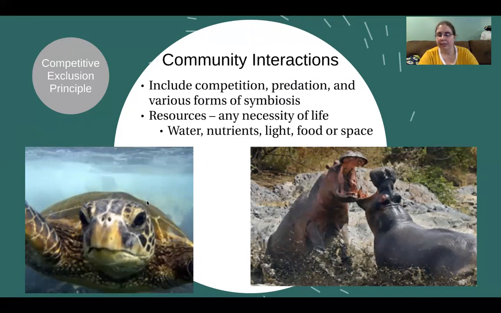Now in all of these, you've heard me talk about organisms needing resources. So resources are anything that's necessary for life. So what kind of things would be necessary? Well, water would be necessary. Nutrients would be necessary. Light, especially if you're a plant, is necessary. Food would be necessary. Space, territory, especially if you have to build a nest or a den, would be necessary. Mates would be necessary, etc.